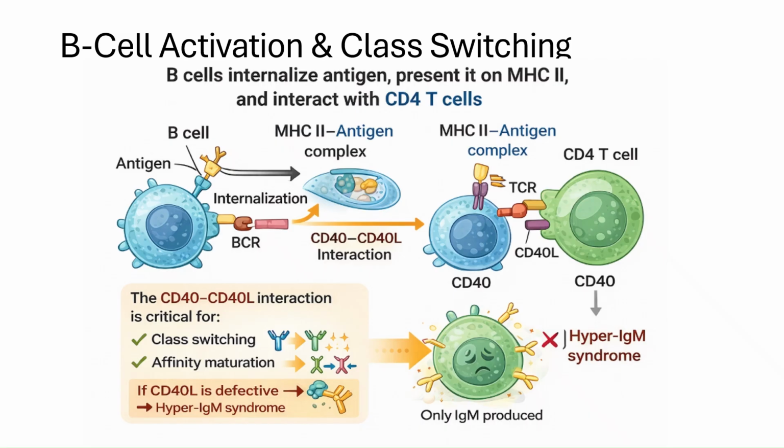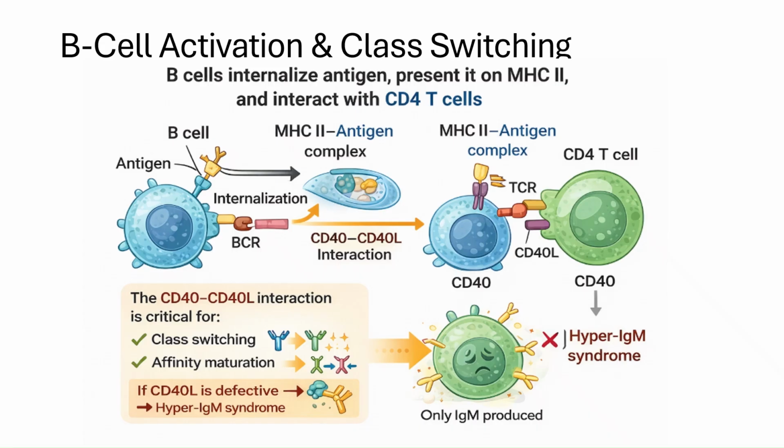Step 2 is the interaction with the CD4 T helper cell. Now the CD4 T helper cell comes into play. You have the TCR, the T cell receptor, on the CD4 T cell. The TCR on the CD4 T cell recognizes the antigen-MHC II complex on the B cell, and this provides signal 1 to the T cell. But again, signal 1 is not enough, just like what we discussed in T cell activation.